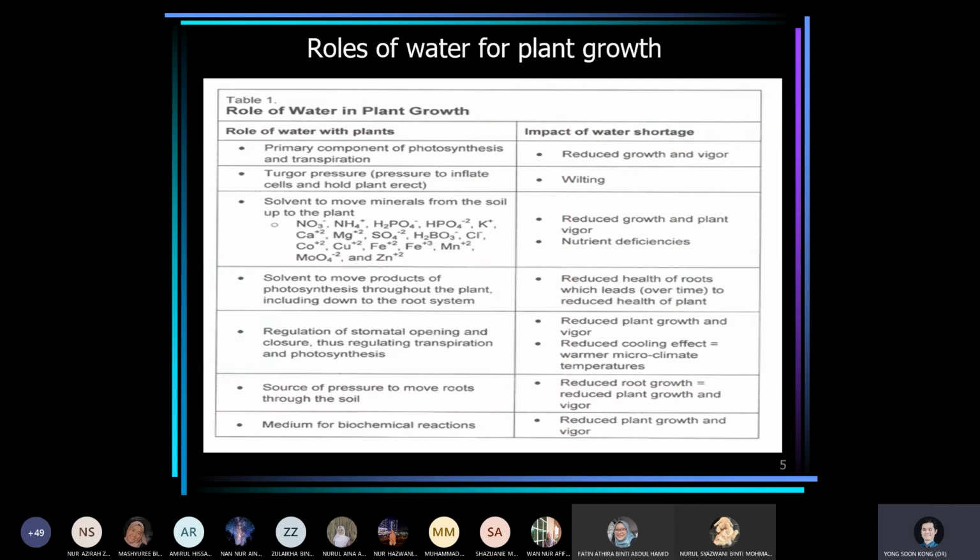And also finally, medium for biochemical reaction. This one is very similar to the third point, solvent to move minerals. Only when the minerals are moved can the biochemical process occur. Most of these represent the chemical reactions that happen between the enzymes, the nutrients, and possibly some energy from the radiation. So these are the important parts.